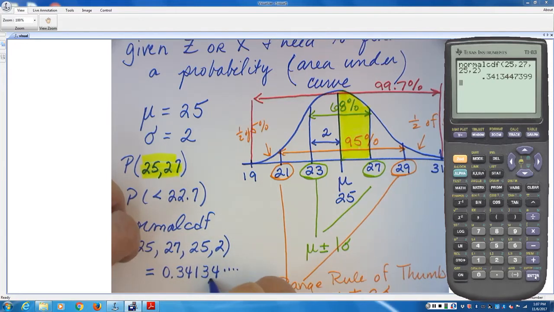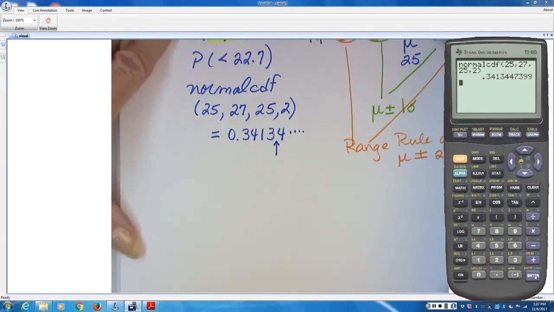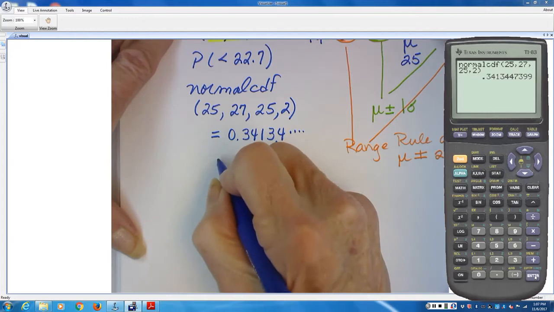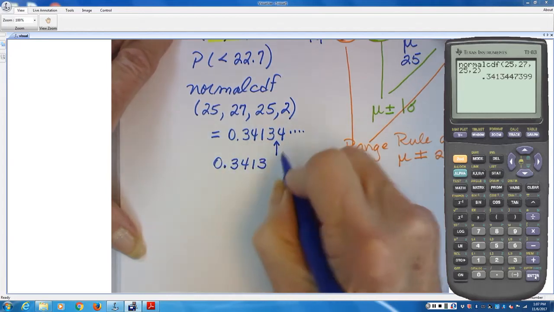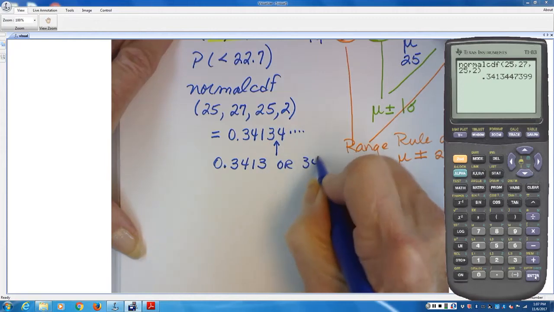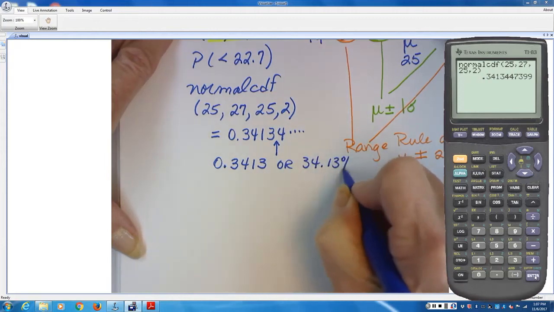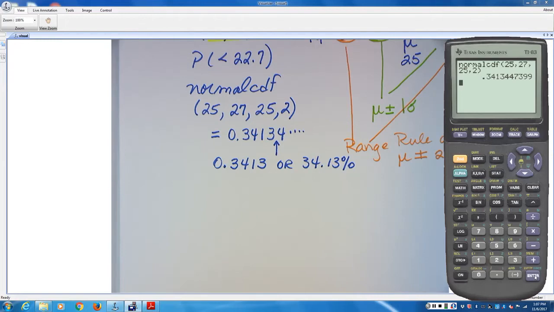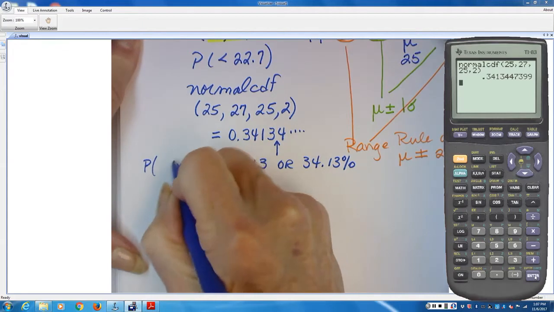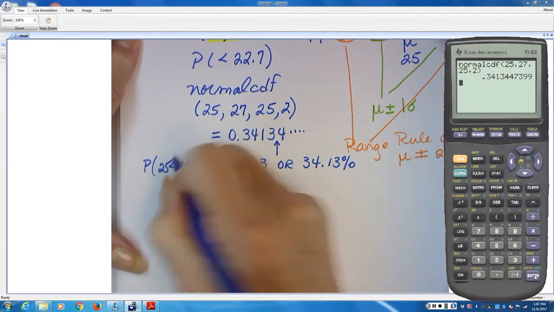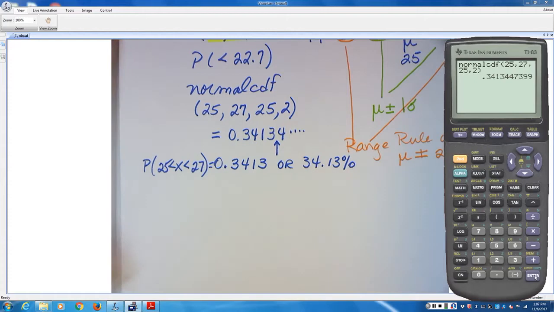And since this is where I would look to determine what my rounding is, then that would be 0.3413 or 34.13%. And that gives us the probability that X is between 25 and 27. That's the correct probability notation.